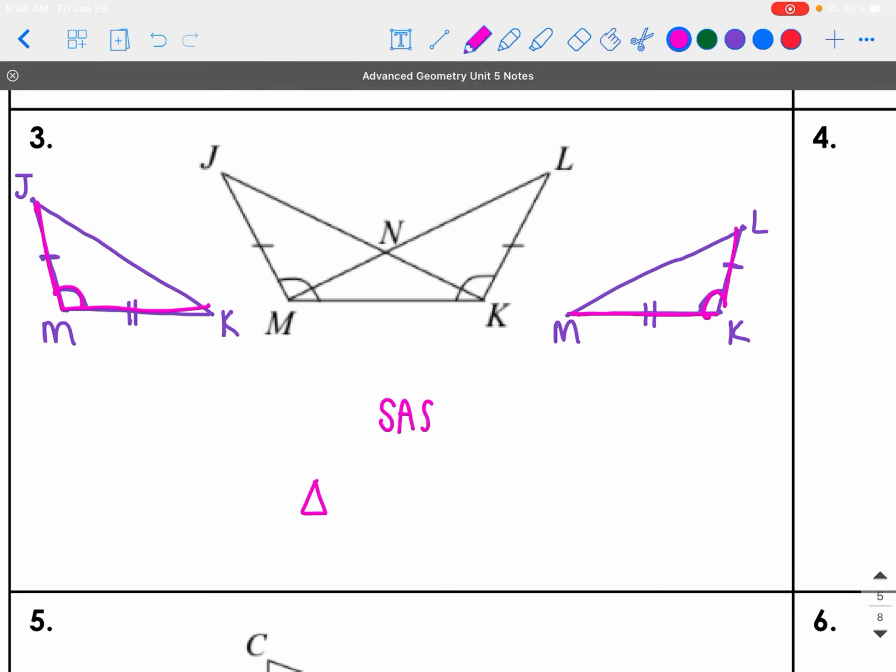And so congruency statement. Triangle JMK is congruent to triangle LKM.